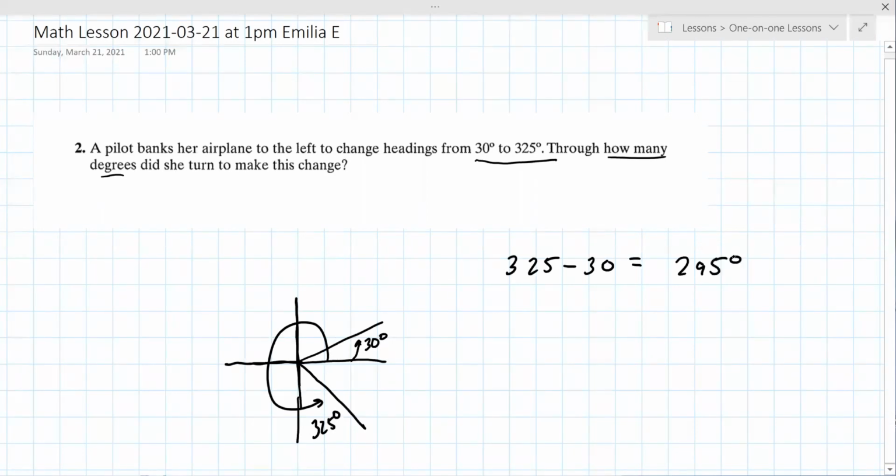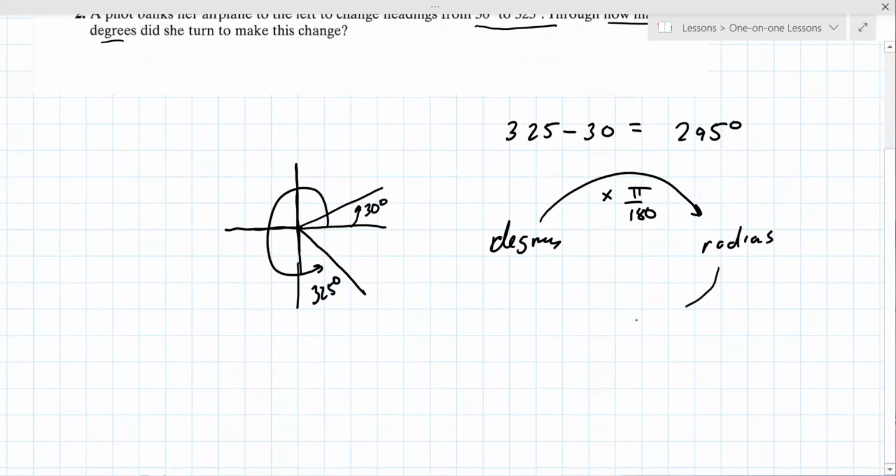Now, how do we convert that to radians? We have degrees and we have radians over here. How do you convert between the two? Do you remember? Don't you like multiply by 2 pi? Or pi over 180. And if you want to go this direction, you multiply by 180 over pi. Okay. So this 295, we can multiply by pi over 180.